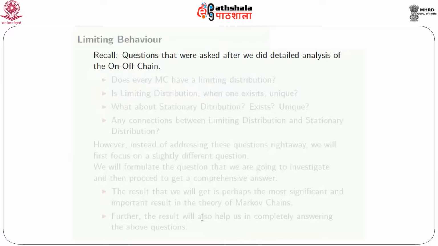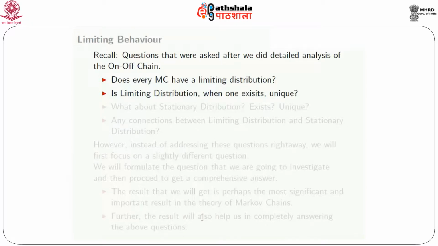So the first question that we asked was, like we saw in the on-off chain, does every Markov chain have a limiting distribution? The on-off chain was shown to have a limiting distribution. We calculated that. The next question, of course, is, if a limiting distribution exists, is it unique? So there's already an if here.